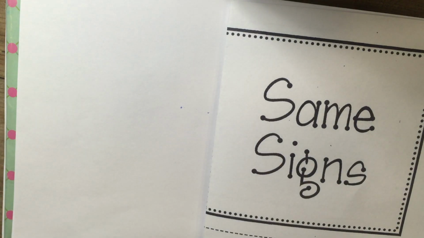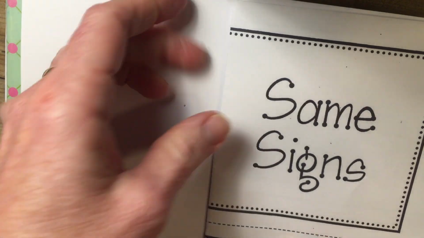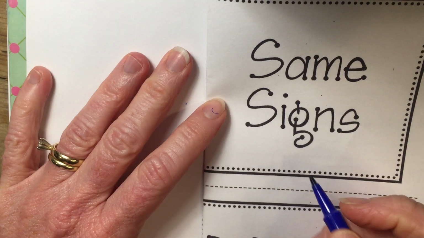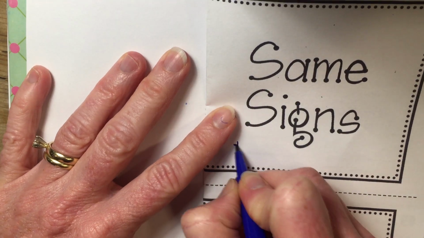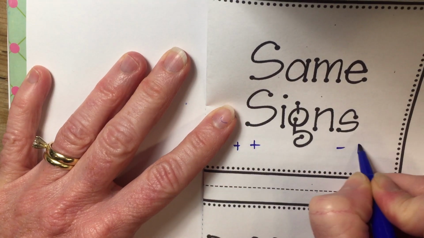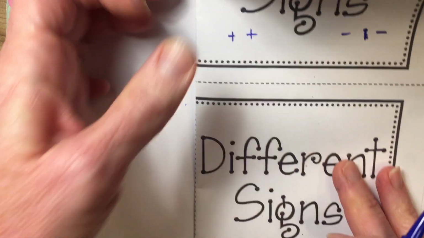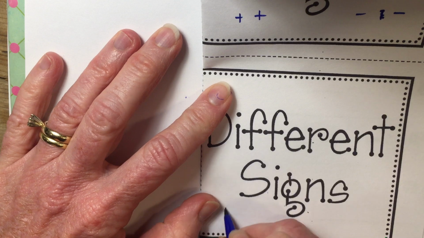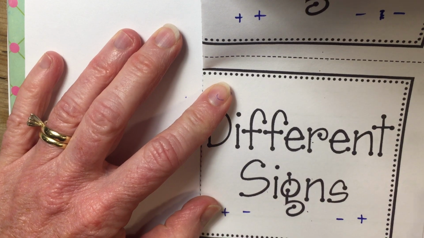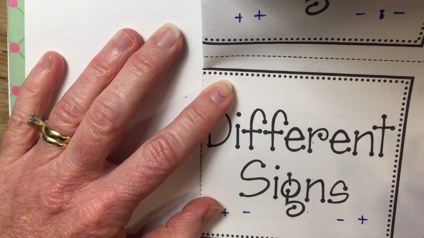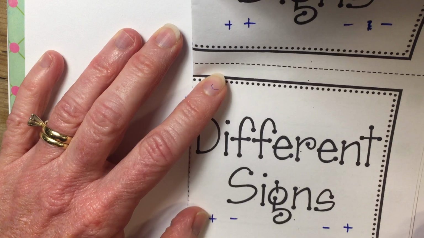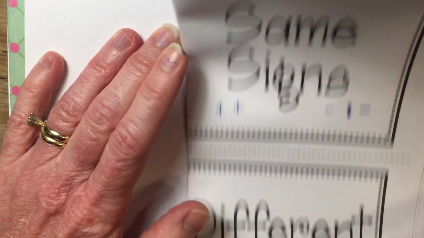So there are basically two rules for adding integers. The first rule is for when you're adding integers with the same sign, so that's when they're both positive or both negative. And then there's a different rule for when the integers have different signs, so either positive and negative or negative and positive. By the end of this video, you ought to be able to do both of these types of problems. So let's go ahead and open up our foldable.